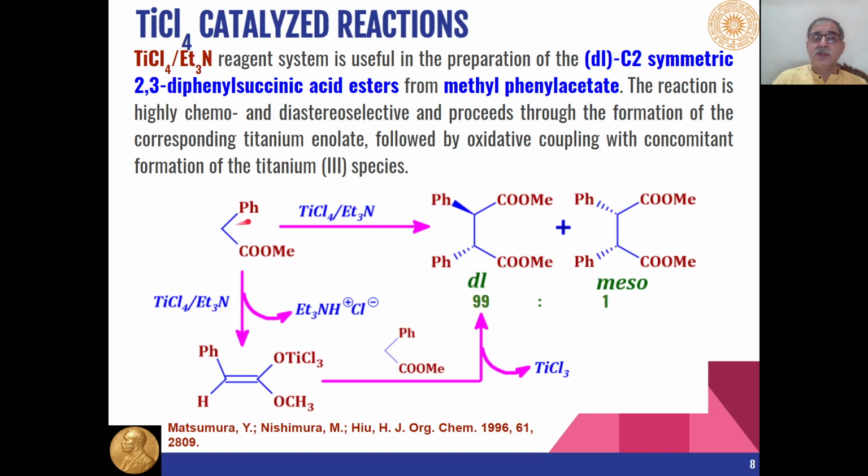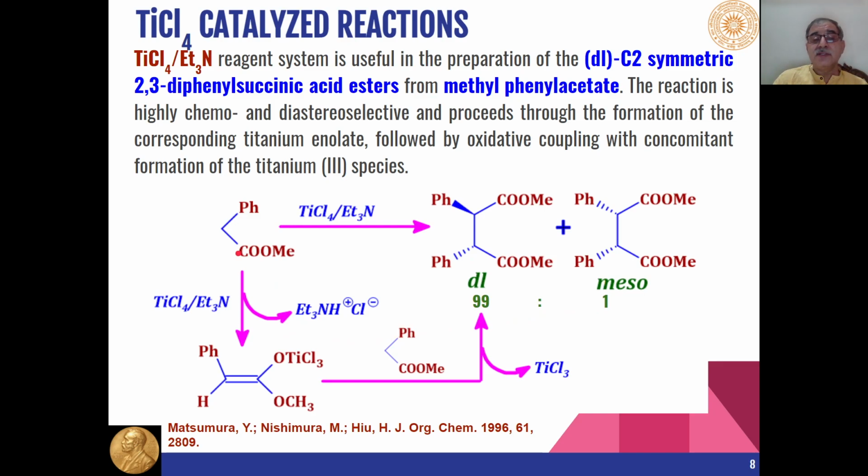So, for example, this methyl phenyl acetate, when reacted with TiCl4 triethylamine, undergoes dimerization to give us two types of products, either DL product or meso product. But stereoselectivity is more in the formation of DL isomers. So 99% of DL product is formed, whereas 1% of meso product is formed.